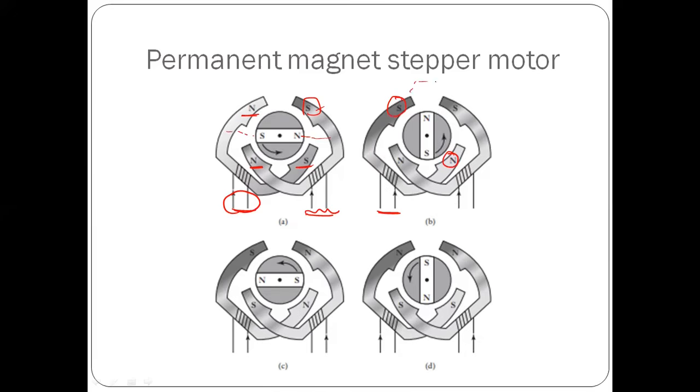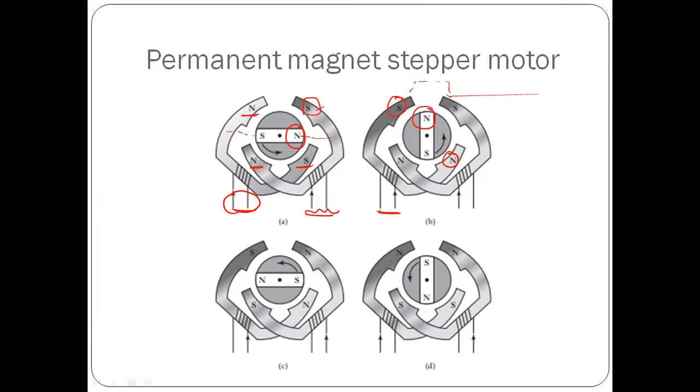Now these two poles have become south. So this will attract the north pole of the magnet, and hence the north pole from here has rotated through 90 degrees and has come here now. So for one digital input given, the motor is rotated through an angle of 90 degrees. So here you can say the step angle of this stepper motor is 90 degrees.